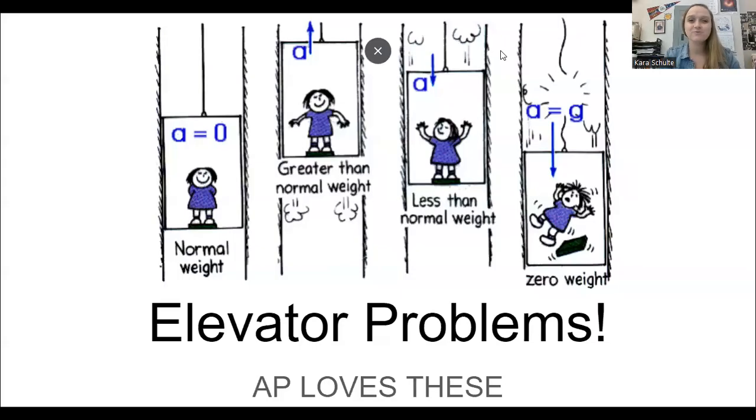Hello, everyone. Today we are going to talk about elevator problems. I love elevator problems. AP loves elevator problems. So we all need to learn to love elevator problems.